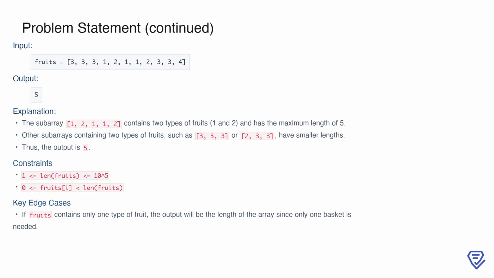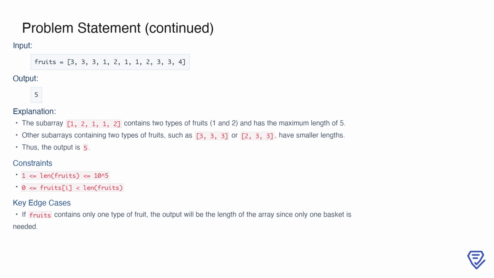Now let's consider a more complex example. If the input is fruits equals 3, 3, 3, 1, 2, 1, 1, 2, 3, 3, 4, the maximum number of fruits you can collect is 5. The longest valid subarray here is 1, 2, 1, 1, 2, which contains 2 types of fruits, 1 and 2. While there are other subarrays with 2 types of fruits, like 3, 3, 3, or 2, 3, 3, their lengths are shorter compared to 1, 2, 1, 1, 2. Therefore, the output for this input is 5.